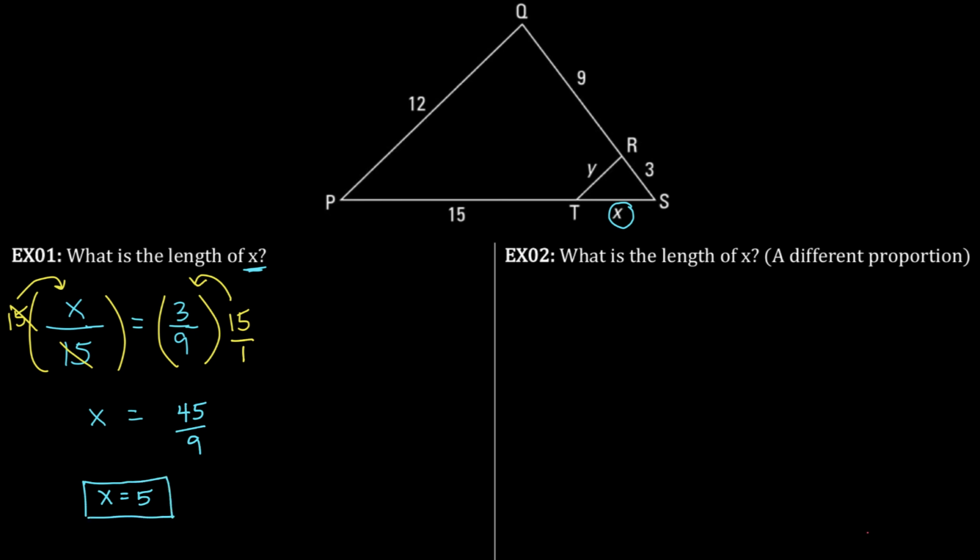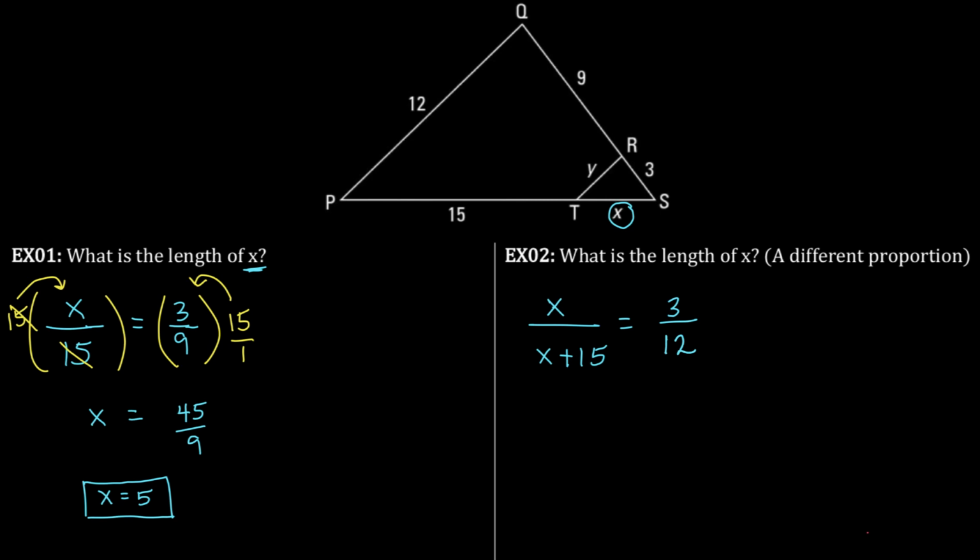Now there are other relationships though, right? I don't just have to go x to 15, 3 to 9. I could also write x to the whole thing, which would be x plus 15, and then 3 to the whole thing, which is 12. I'm showing you both ways because sometimes one will be easier, and I need you to be able to experience both to figure out which one is easier.